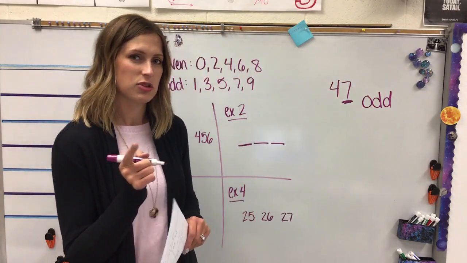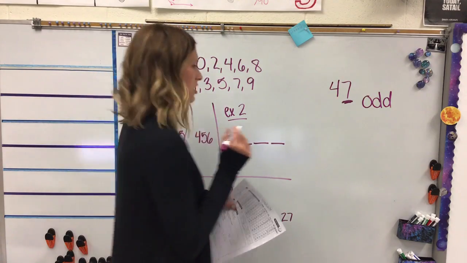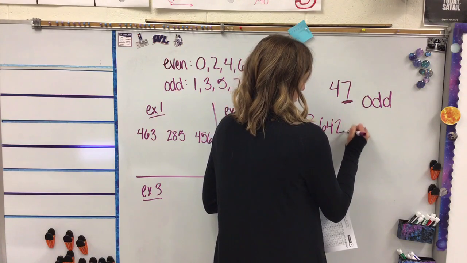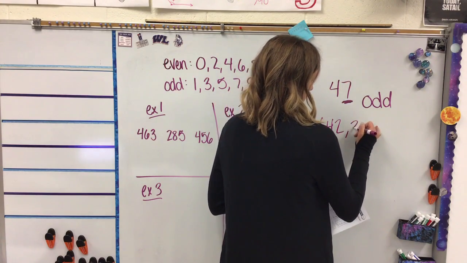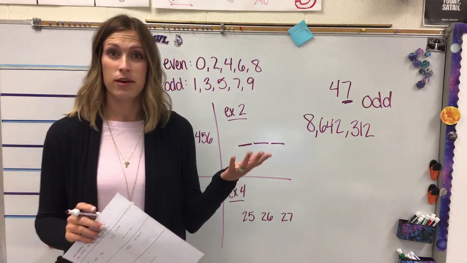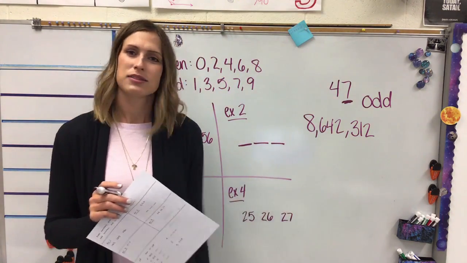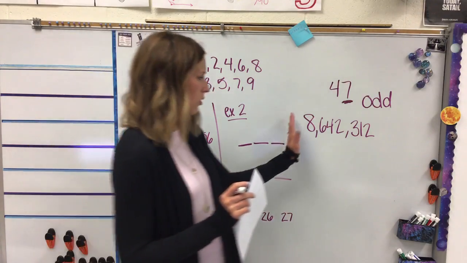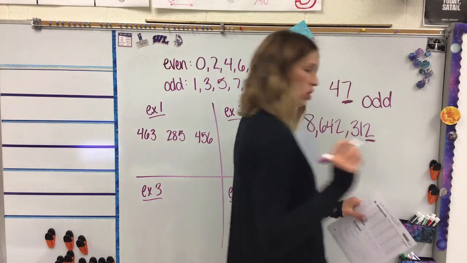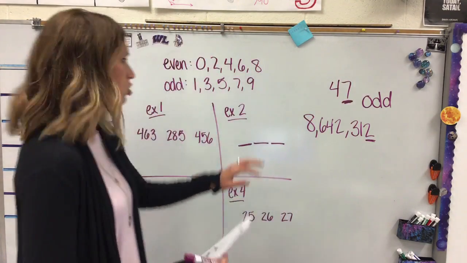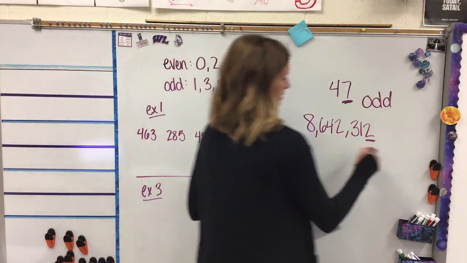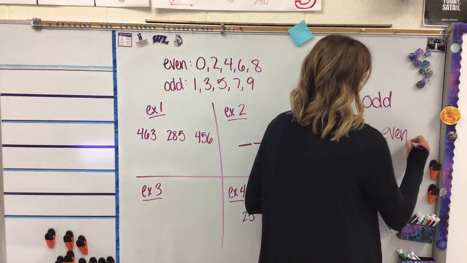You ready for a challenging one? Let's look at the number 8,642,312. Huge number, right? To determine if it's even or odd, all we got to do is look at the last digit. Boom. 2. Is 2 even or odd? Oh, right here. It's even. So that means this entire number is even.